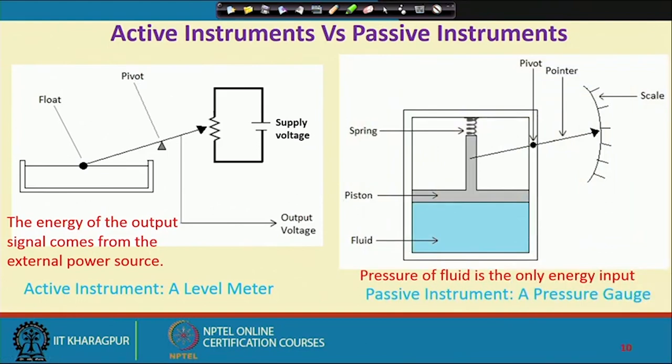Whereas, in this simple pressure gauge, the fluid acts on this piston, a force is generated, the piston rod goes up and there is deflection of the spring because this force deflects the spring, which is transmitted to the movement of the pointer against the scale. This pressure gauge doesn't require any auxiliary source of power. So, this is an example of a passive instrument.